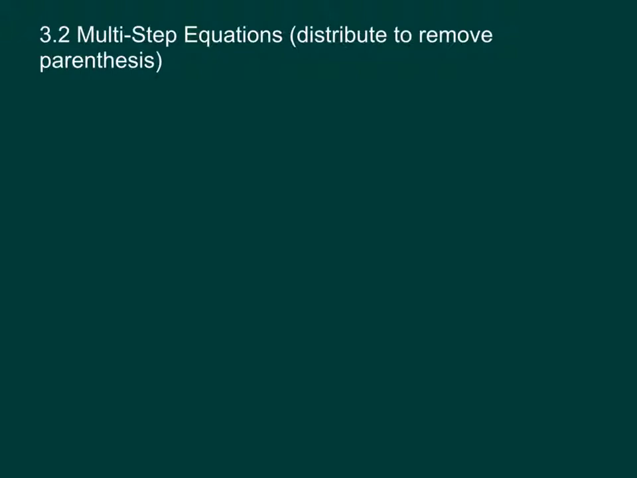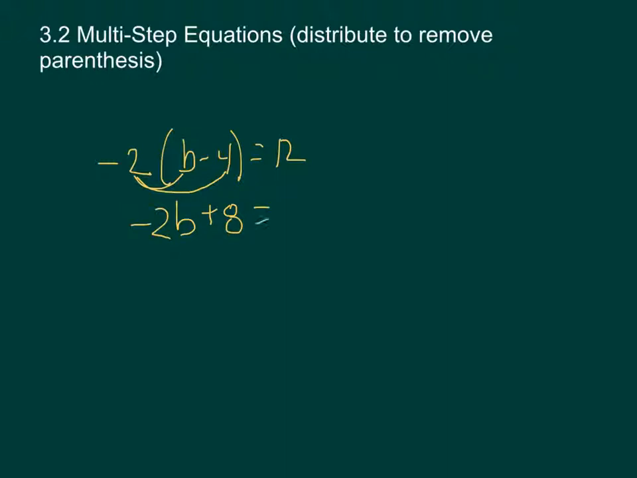So if I had a problem, let's say negative 2 times the quantity b minus 4 equals 12. All right, not a problem. The first step is, let's get rid of those parentheses by distributing. Negative 2 times b is negative 2b. Negative 2 times negative 4. Watch your signs. Remember, it's plus negative 4. So negative 2 times negative 4 gives me positive 8, negative times a negative. And then I just have 12 on the other side of the equation.